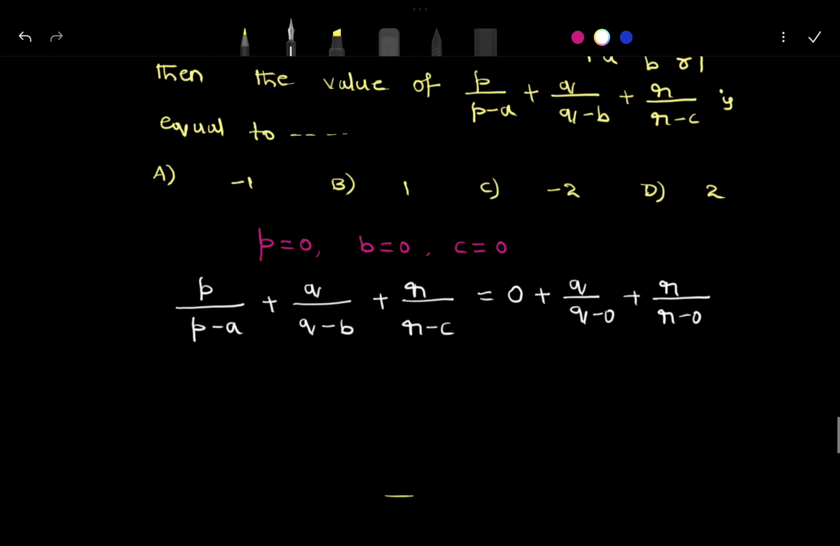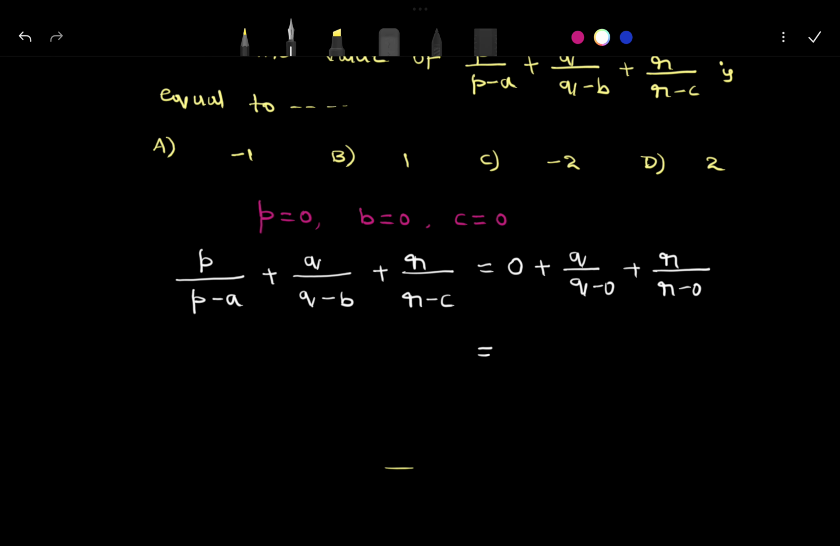So this value will be equal to 0 plus Q by Q, that is equal to Q by Q plus R by R. So what is this value? That is equal to 0 plus 1 plus 1. So your answer will be equal to 2 is the correct answer. So option D is the correct answer.